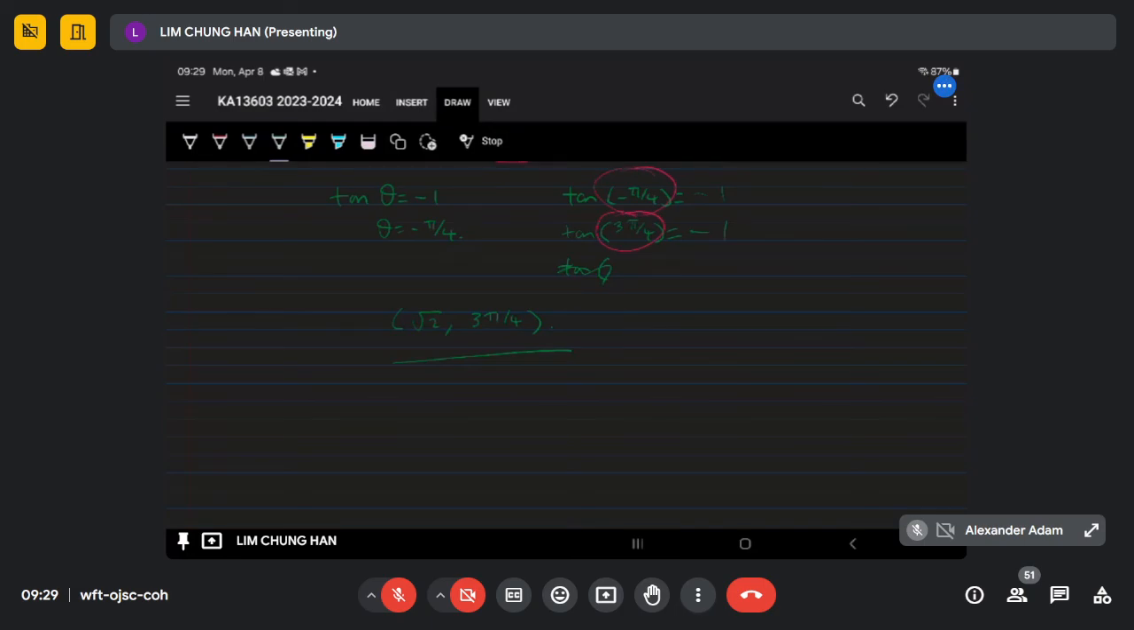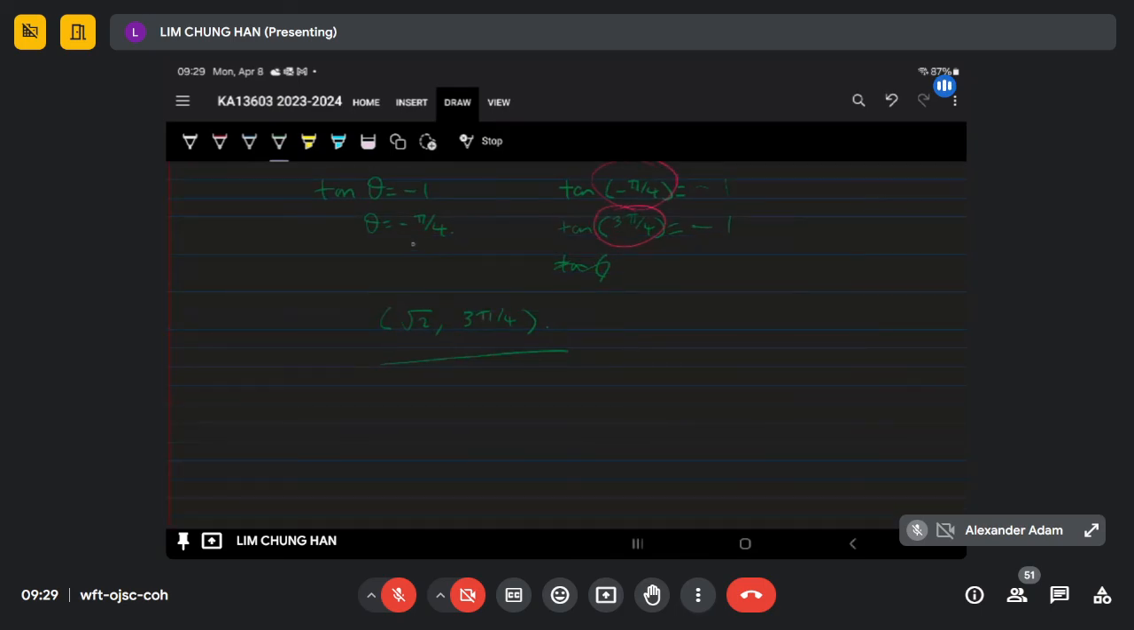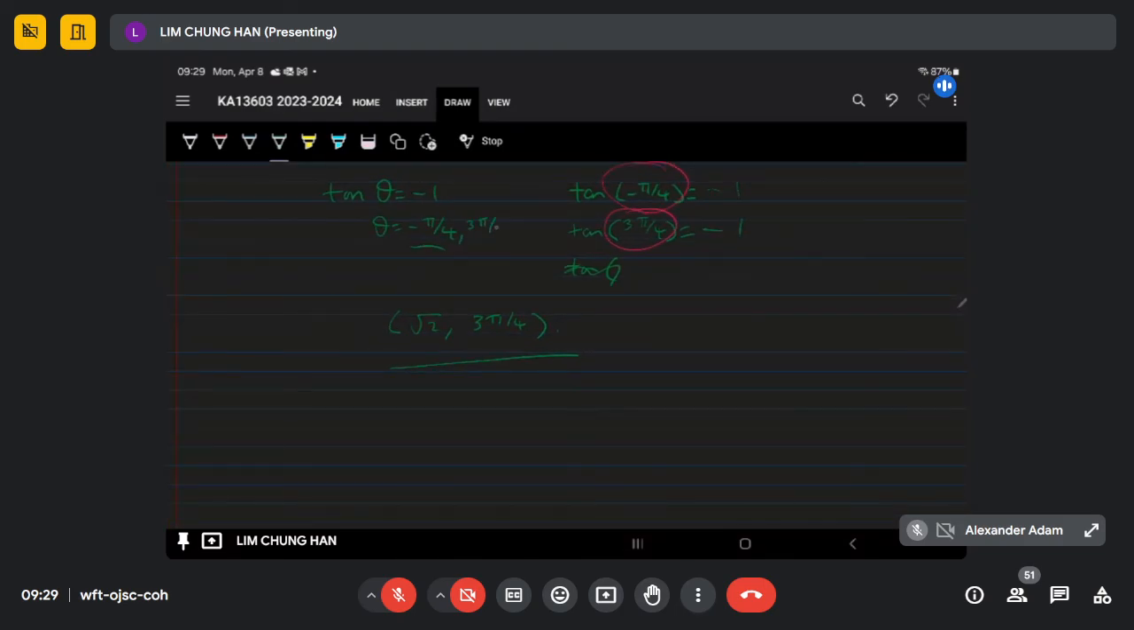Any questions? Does everyone understand? You know what just happened? So basically the problem here is when you do tangent theta equals negative 1 and you try to find theta, there's actually a lot of possibilities. It can be negative pi over 4, it can be 3 pi over 4, and non-stop. Many more. You need to choose the correct one. That's the problem.